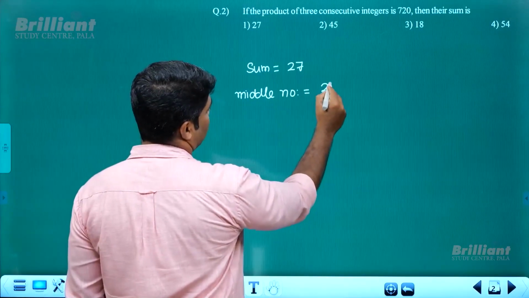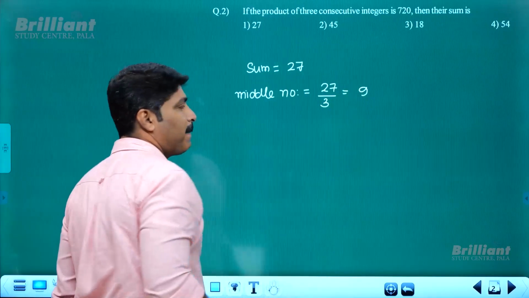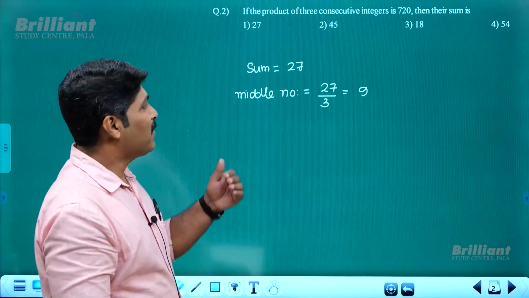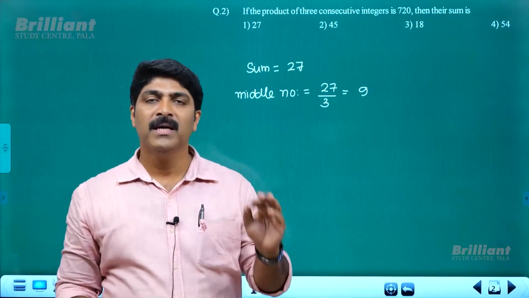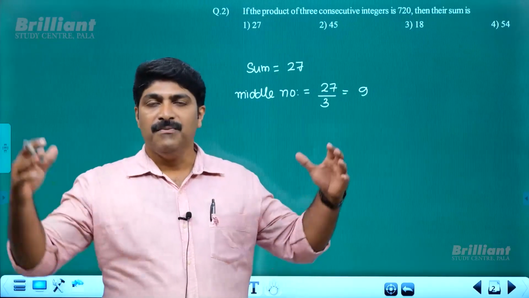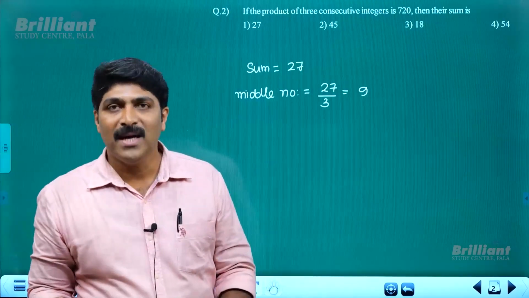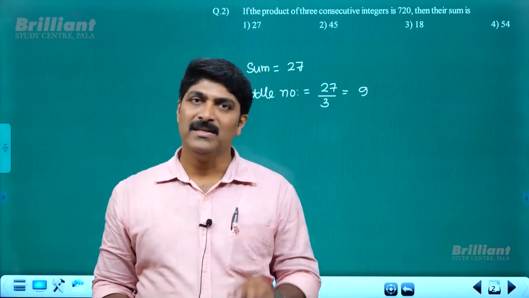So that is simply 27 by 3, which is equal to 9. That's a basic condition about consecutive integers. Not only in the case of consecutive integers, in all arithmetic progression situations we can apply this logic.